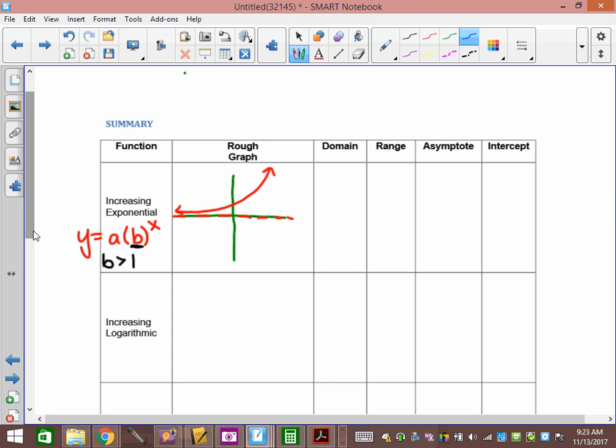So if we have this one, b is greater than 1, what's my domain of this? Or, in interval notation, negative infinity to positive infinity. What's my range for this one? Is it always greater than? No, it could be less than if there's a reflection in the x-axis. So we'll just do this example.